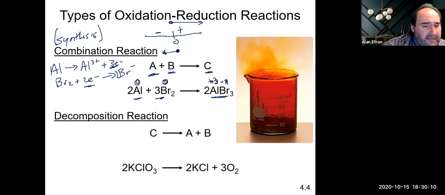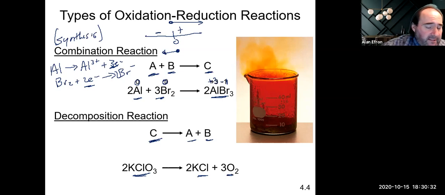Sort of the opposite of that reaction is the next type of reaction, which is a decomposition reaction. So combination or synthesis, you put it together. Decomposition, you basically break it apart. So you start with 1 thing and make 2 or more things, basically. So combination, put it together. Decomposition, break it apart. And that's what we see here. 1 thing makes a couple of things.